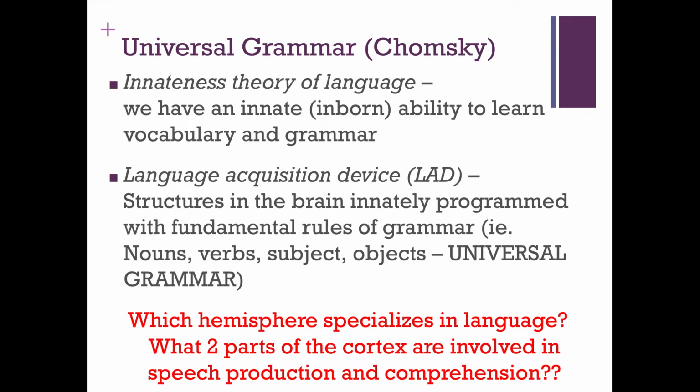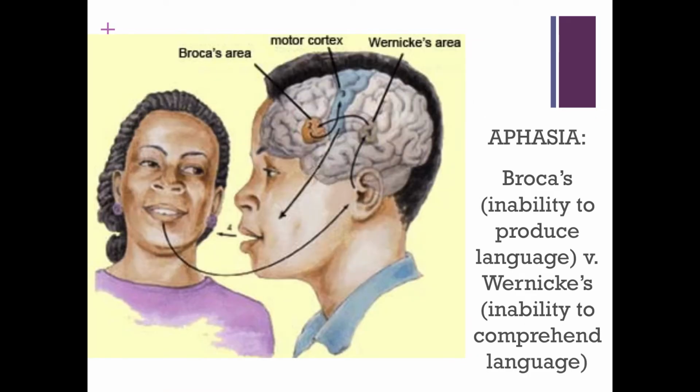So I want you to think about which hemisphere specializes in language, what two parts of the cerebral cortex are involved in speech production and comprehension. Pause the video and see if you can recall that information. So hopefully you remember both Broca's and Wernicke's areas.